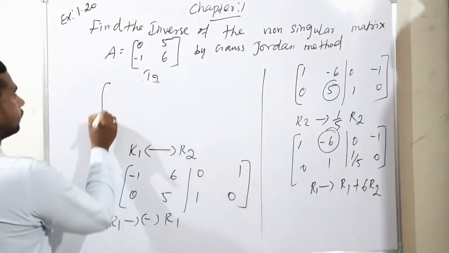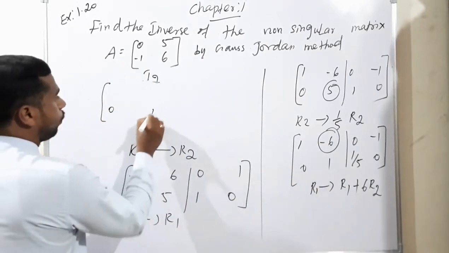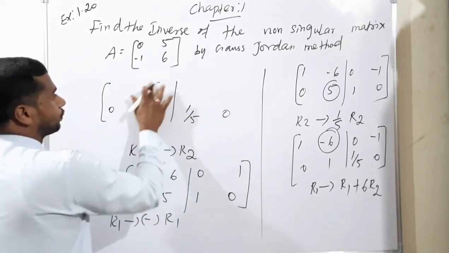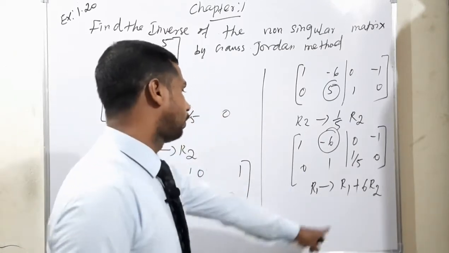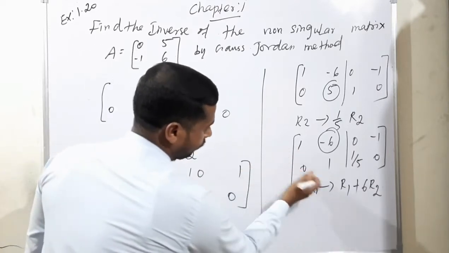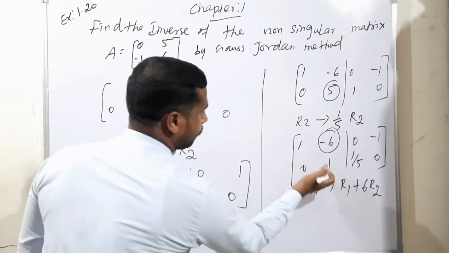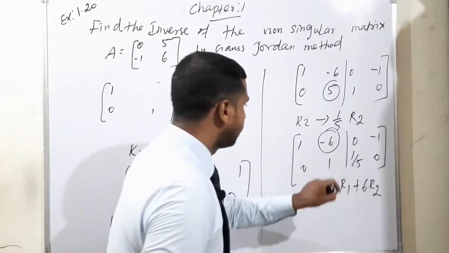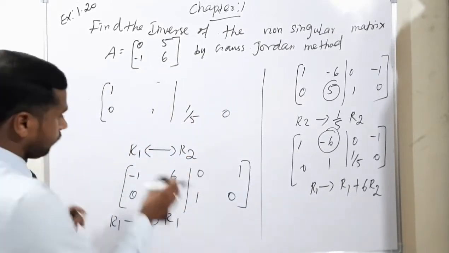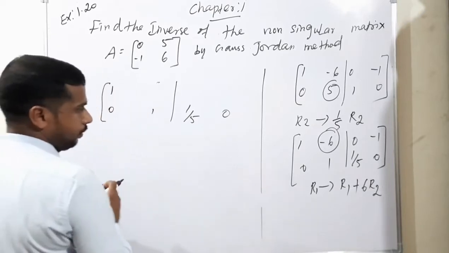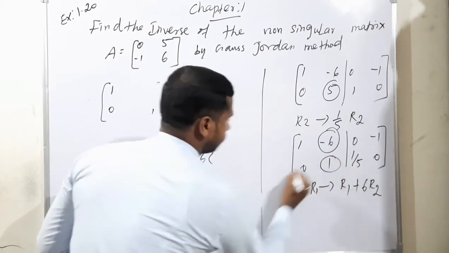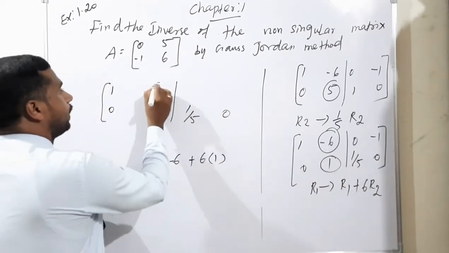R2, what is our term? 0, 1, then 1 by 5, 0. So R1 is minus 6 plus, R1 gives R1 plus 6 into R2. R1 is 1, 1 into 0, definitely 6 into 0 means 0 will come. So 1 plus 0, the value will be 1. First term is 1. Second term, minus 6 is there. So minus 6, listen very carefully, plus 6 into R2 value 1. So minus 6 plus 6, automatically the value will be 0.